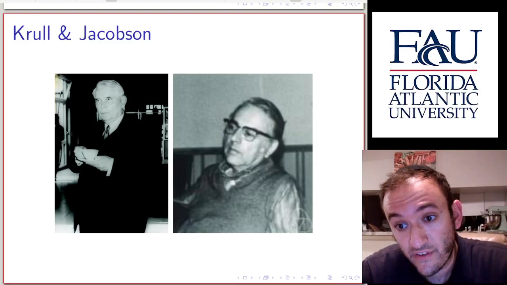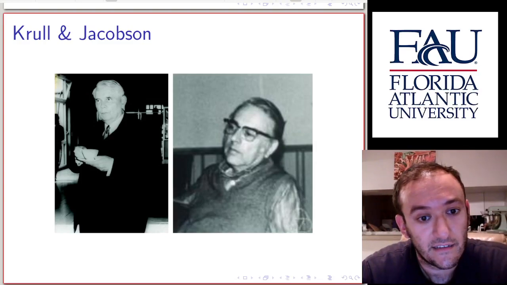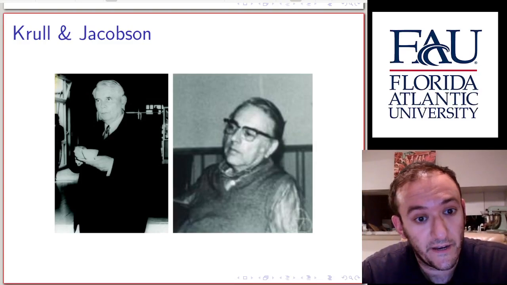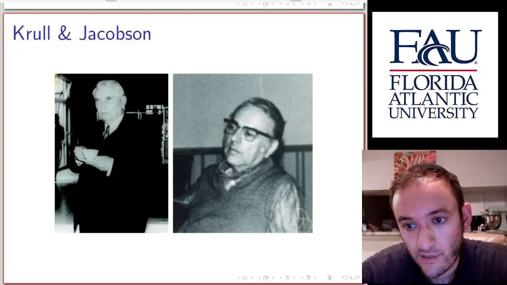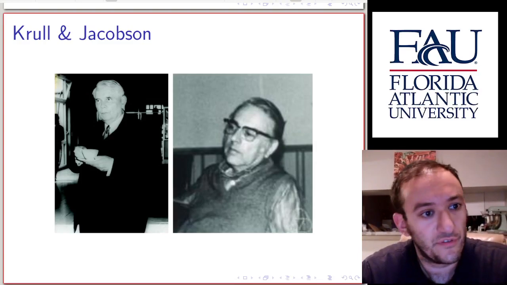Krull himself had been, just a few years prior, a member of the Nazi Party, and Jacobson was a prominent Jewish mathematician in America, which goes to show how complicated history can be, even the history of mathematics. But let's carry on with the proof.